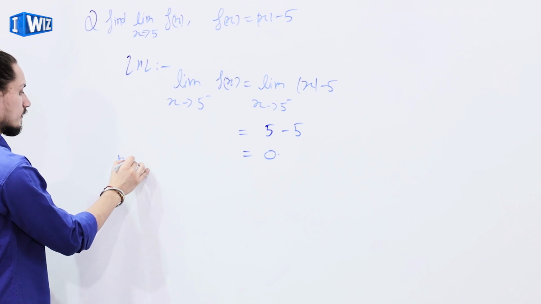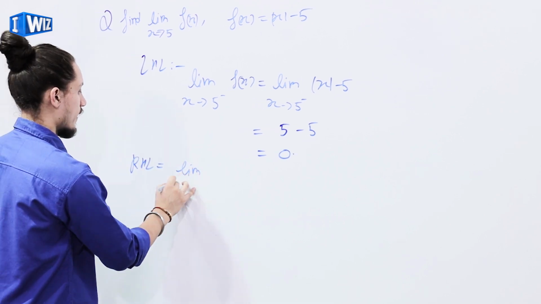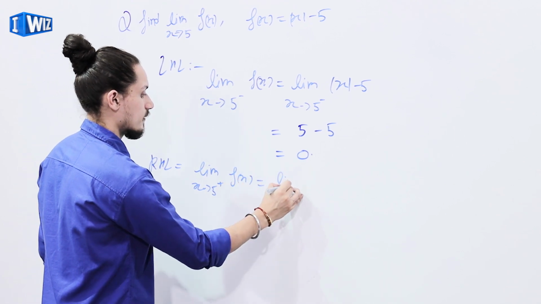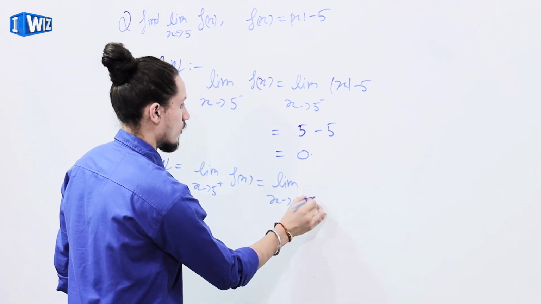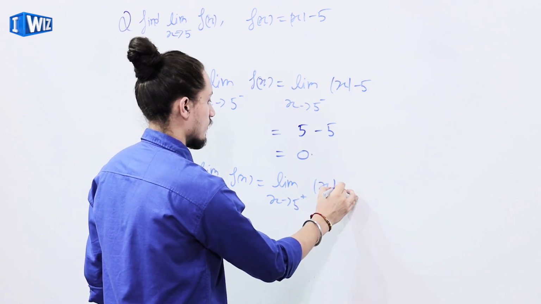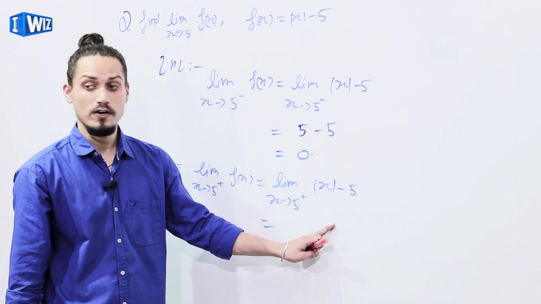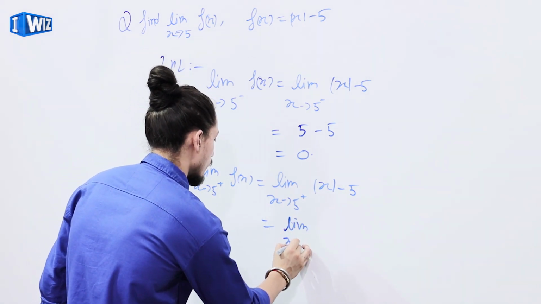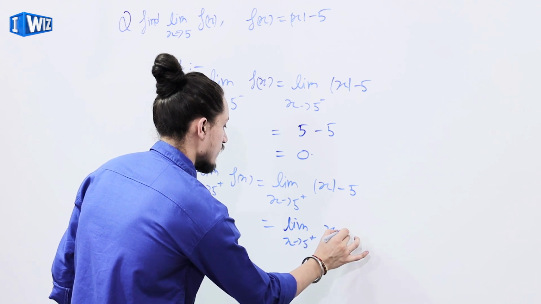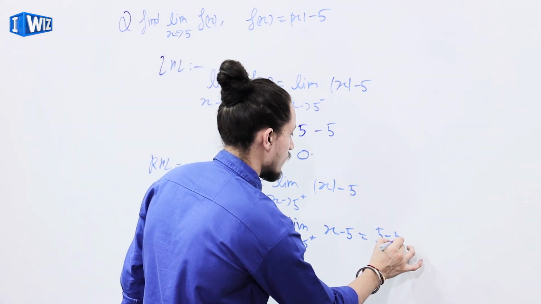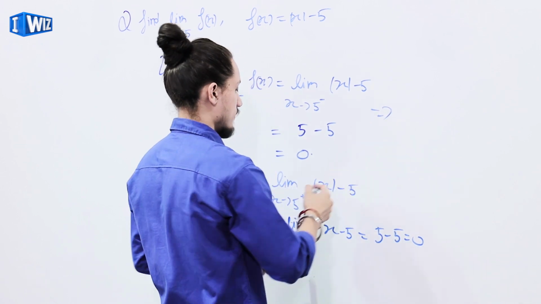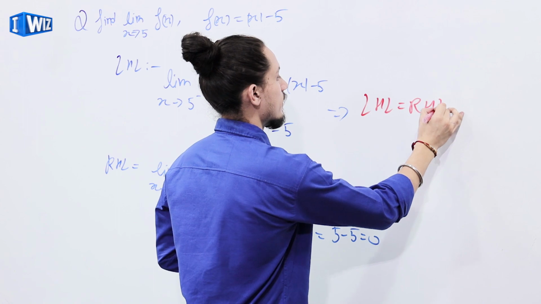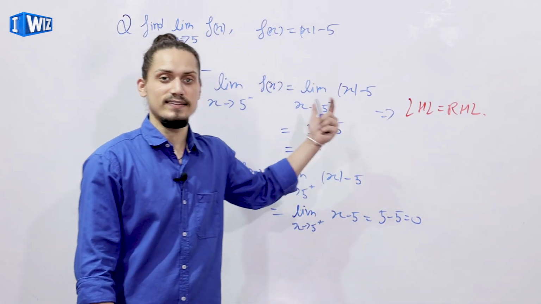For right hand limit, x approaches to 5 positive of f of x is equal to limit x approaches to 5 positive of modulus of x minus 5. In this case also, modulus of x will be equal to x, so we get limit x approaches to 5 positive of x minus 5, which is equal to 5 minus 5, which is equal to 0. This implies that the left hand limit is equal to the right hand limit, and hence the limit exists in this case, hence the result.